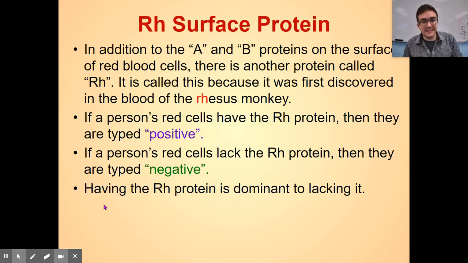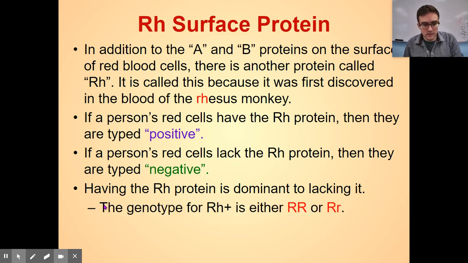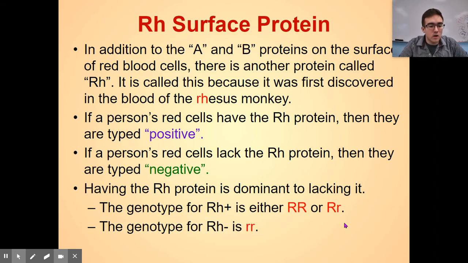Having the Rh protein is dominant to lacking it. So the Rh protein is classic Mendelian genetics here. So it's classic genetics, classic rules of dominance and recessiveness. So if they're Rh positive, they have 2 possible genotypes. They can either be homozygous dominant or heterozygous. Both will result in having the protein. Or they can be Rh negative, which means they're 2 lowercase alleles.